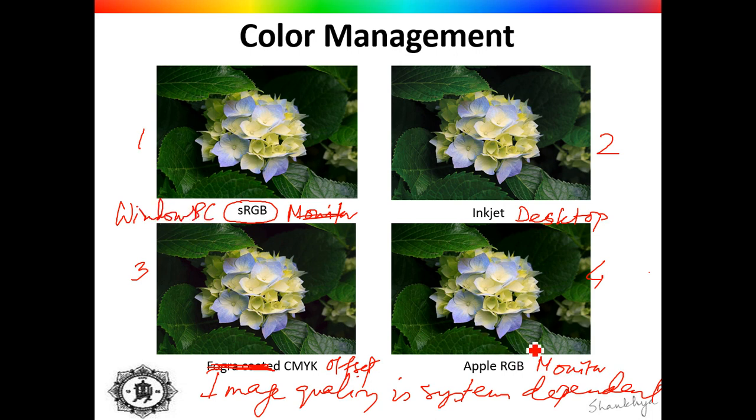So you see here the same image being reproduced in 4 different methods. The first one in a Windows based PC, the second one the image is being printed using an inkjet desktop printer. The third one, the image being printed in a 4-color offset machine, and the fourth one you are viewing the image using an Apple monitor.